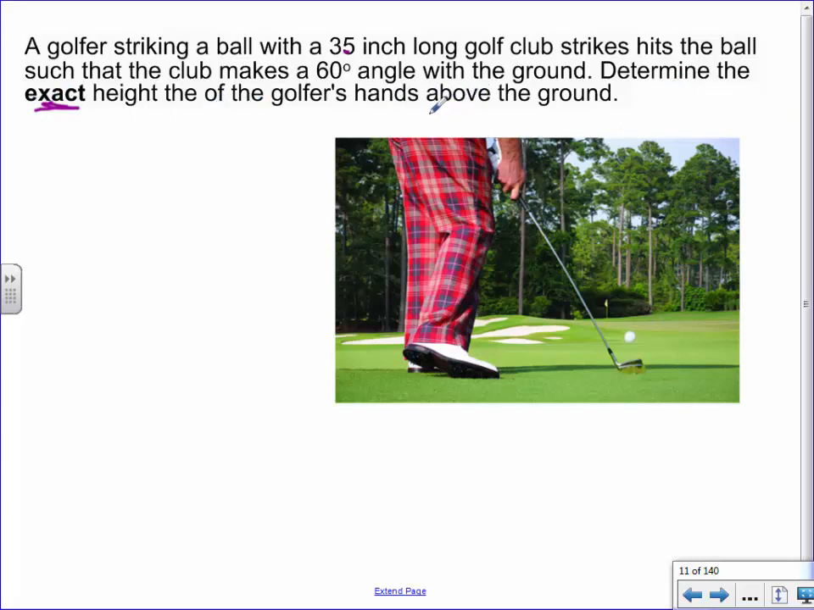So if you can kind of see this picture, I'm going to draw a triangle in here. Here's the triangle. Here's his hands. Here's him hitting the golf ball off the ground. And if you can see, I've got kind of a triangle put inside there. Can you guys visualize that?